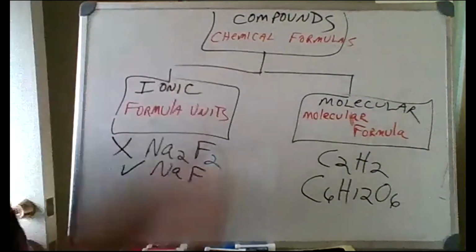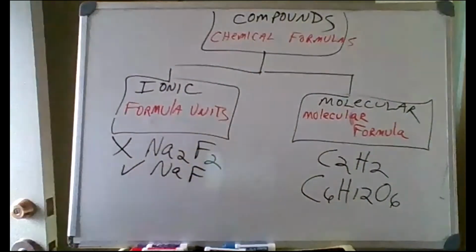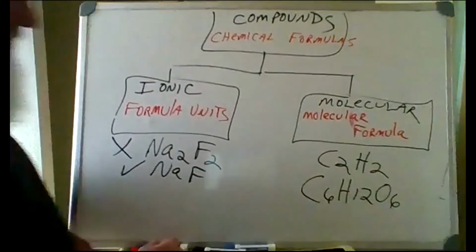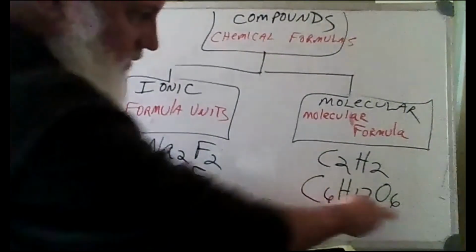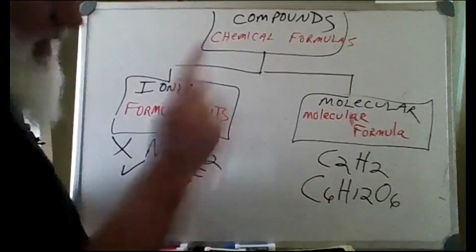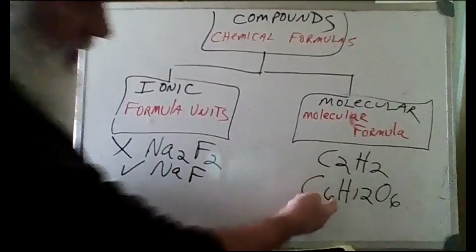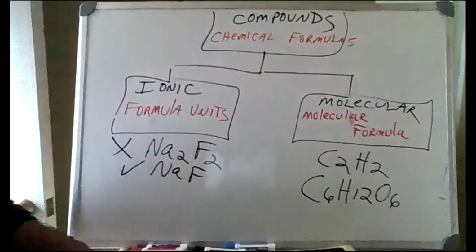Once I erase this, we'll talk about the lowest whole number ratio here in a moment. But does everybody understand this? If I take a look at this compound, it indicates the actual number of atoms of each element in just one molecule: 6 carbons, 12 hydrogens, 6 oxygens. So if I'm holding one molecule of glucose in my hand, that molecule has 6 carbons, 12 hydrogens, 6 oxygens.